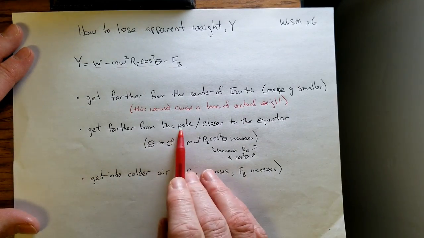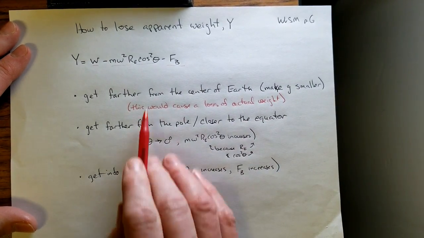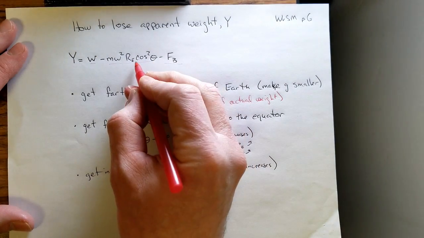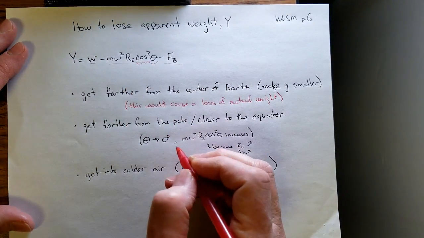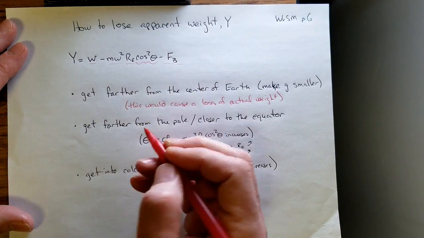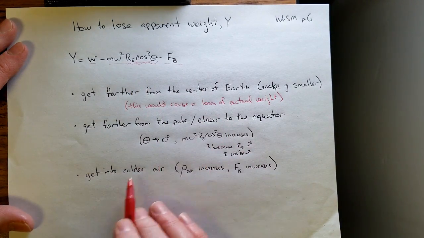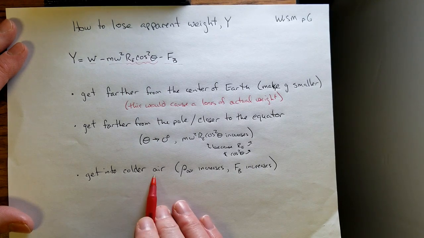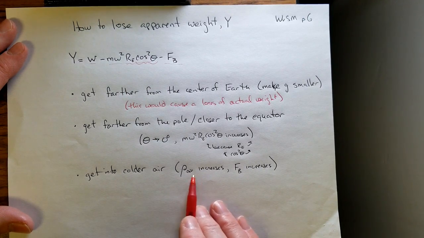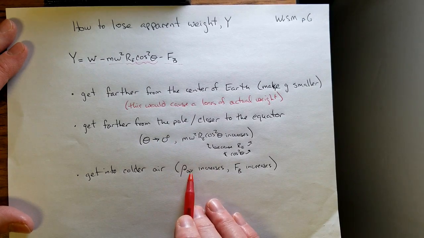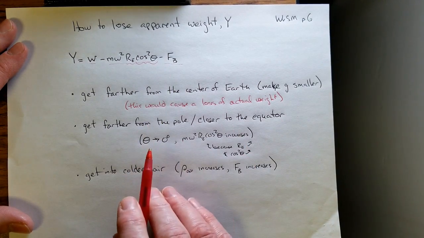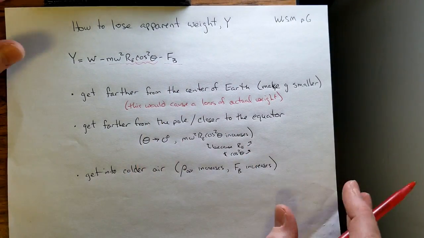I can get farther from the pole or closer to the equator. So in other words, theta gets smaller, and as theta gets smaller, this term right here gets bigger. Also, RE gets bigger as I get closer to the equator. And so that term would increase if I get closer to the equator. And also getting into colder air to increase the density of air. And as the density of air increases, the buoyant force increases. And so these are ways that I can lose my apparent weight.